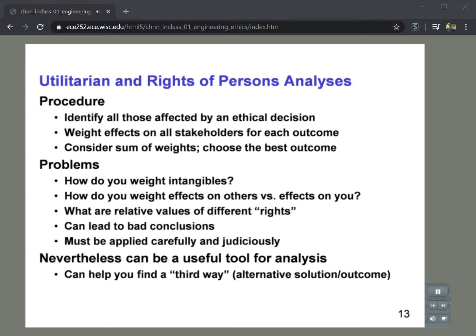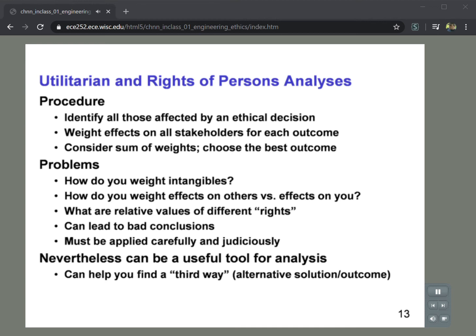So the procedure really is you identify all those individuals or entities that are going to be affected by a particular ethical decision that you're trying to make, and you have to then weight the effects on all the stakeholders for each possible outcome that you might reach, and then consider the sum of these weights, and then use that as a way of guiding you towards choosing the best outcome.